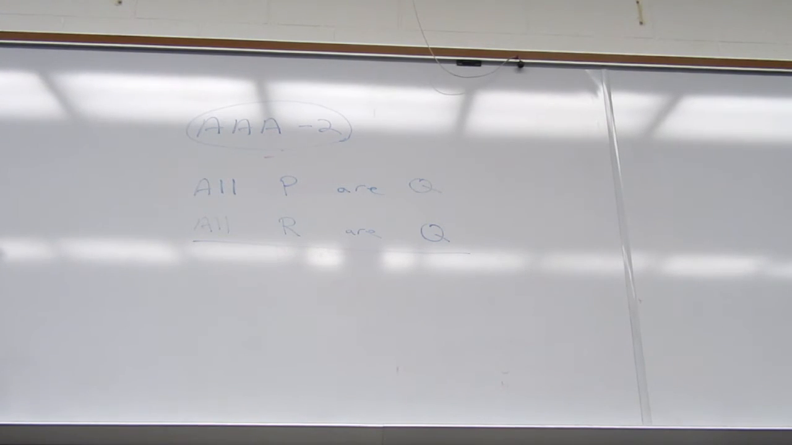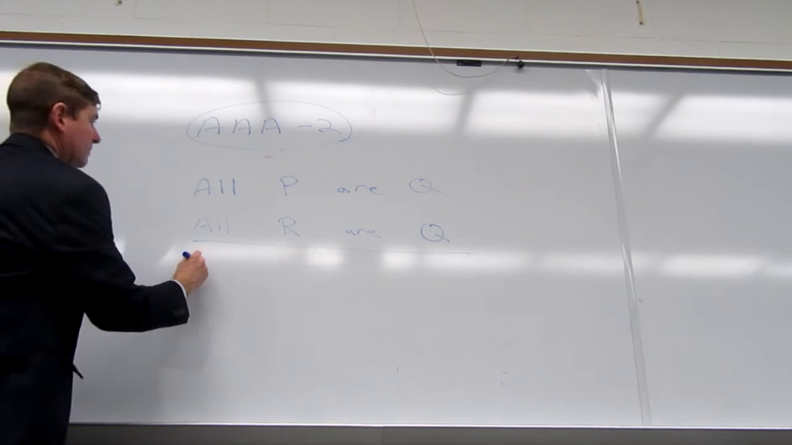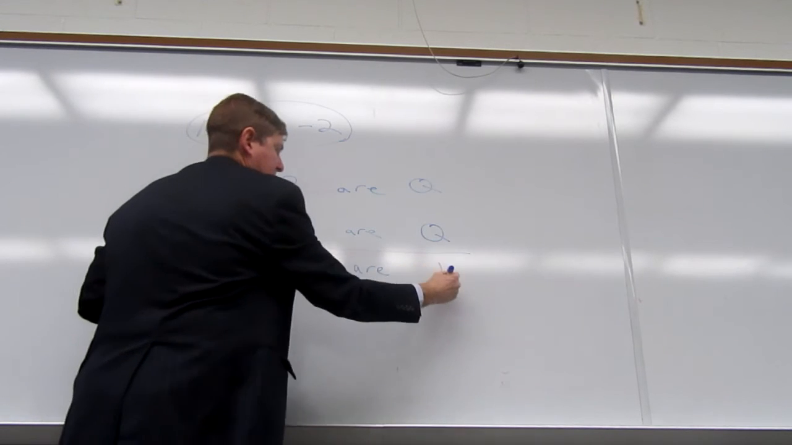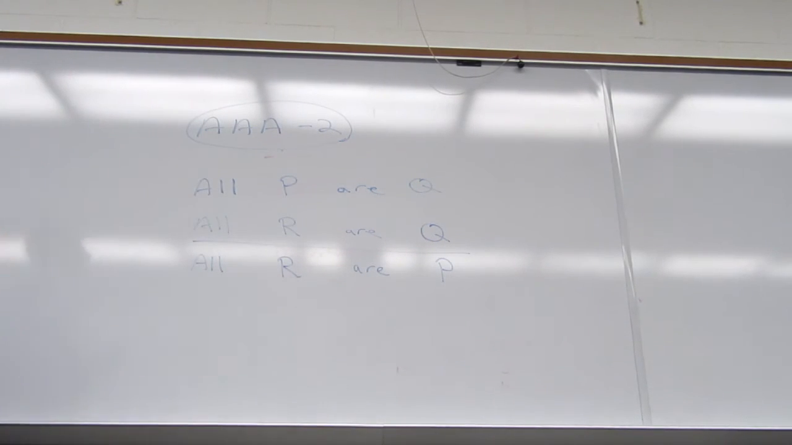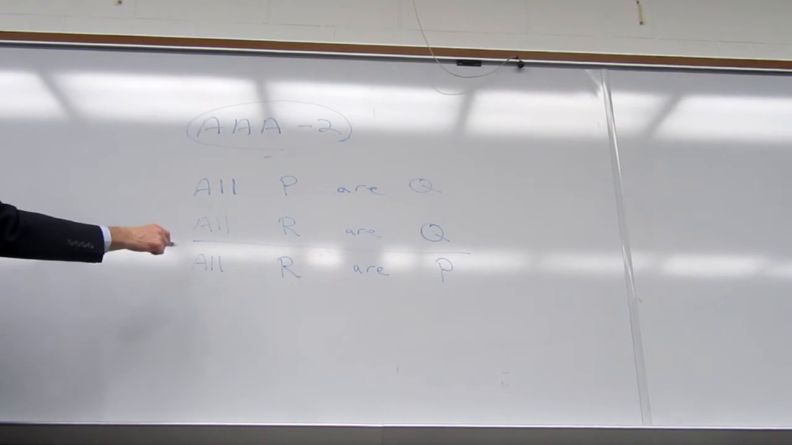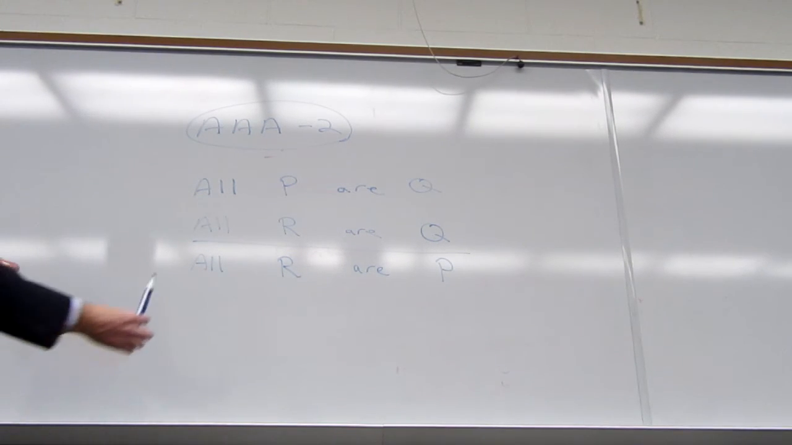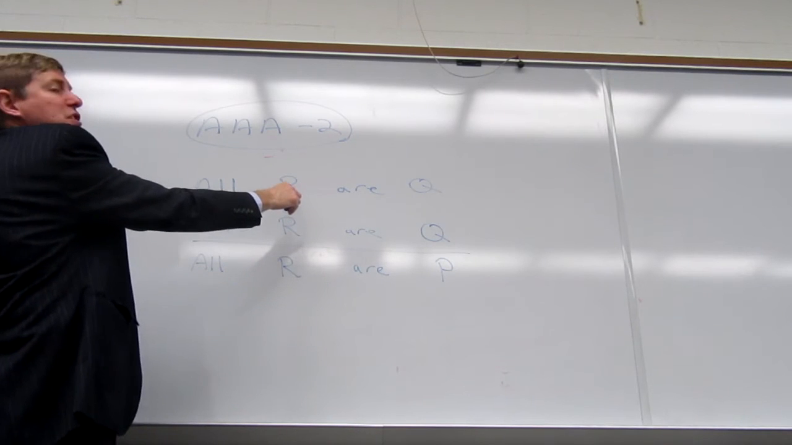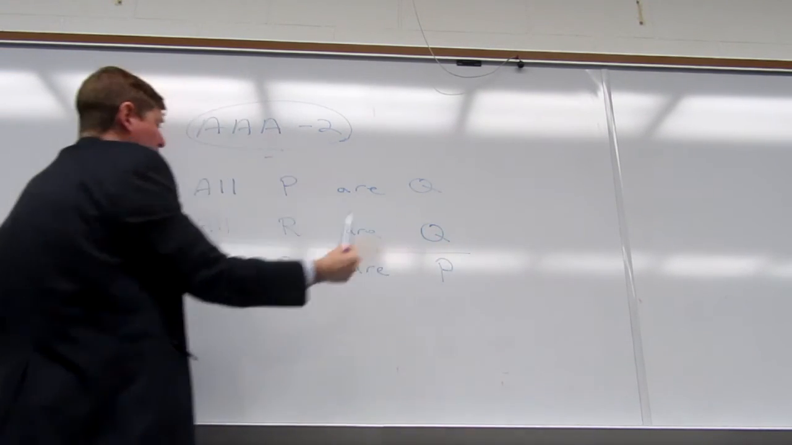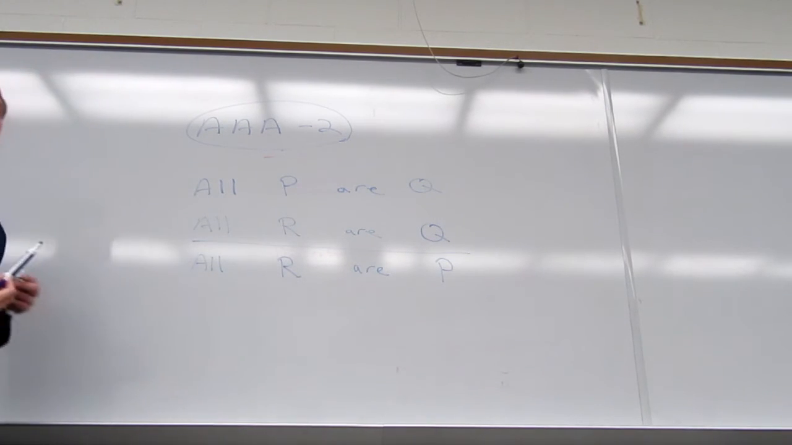What will my conclusion be? All R are P? Yes. You knew that it was all R are P because it's an A statement, so you'll have all here. Because you know that this is the major term, it has to be the predicate of the conclusion. Minor term has to be the subject of the conclusion.